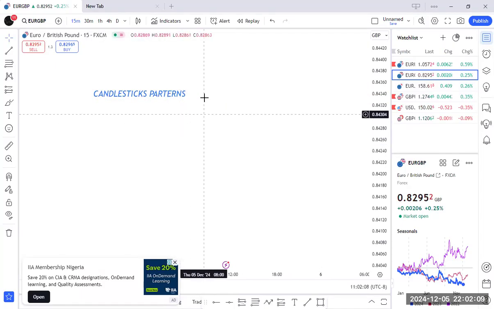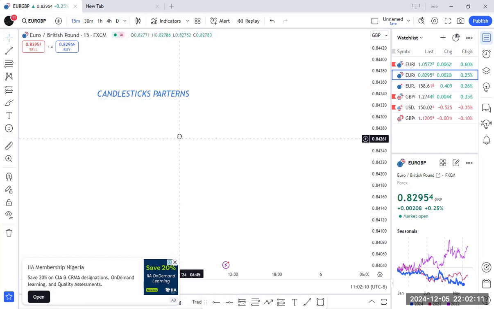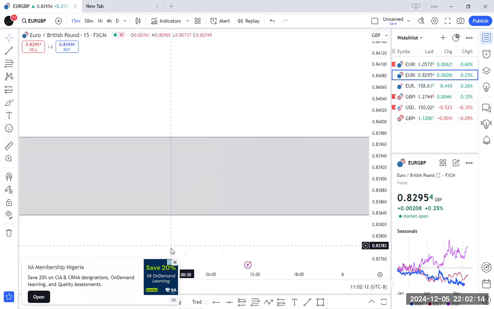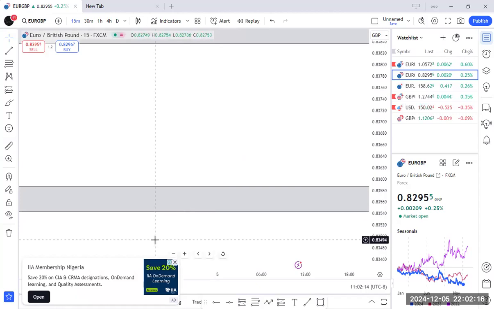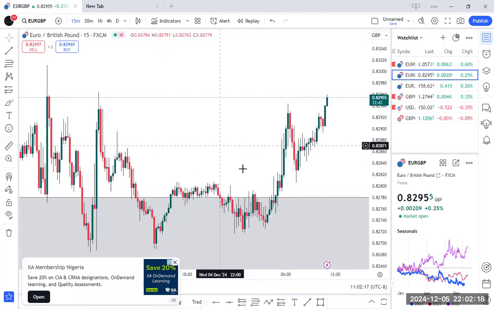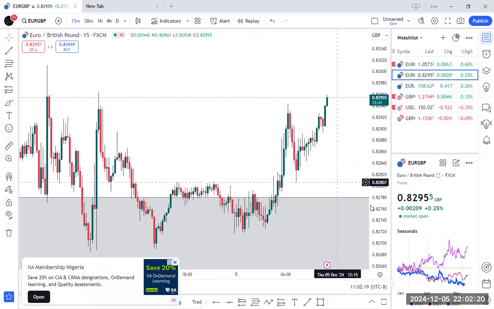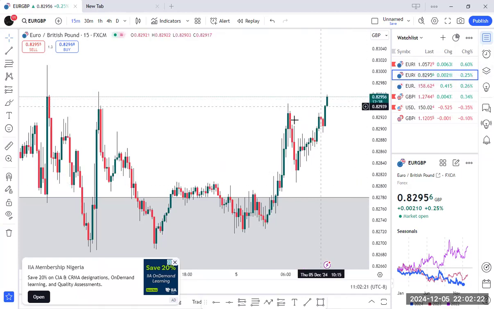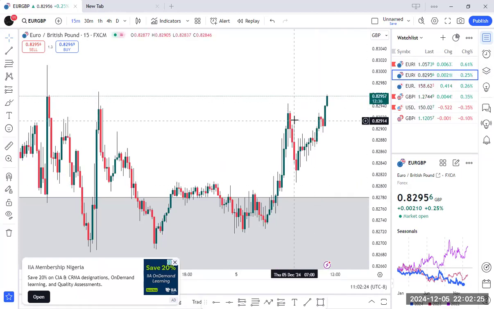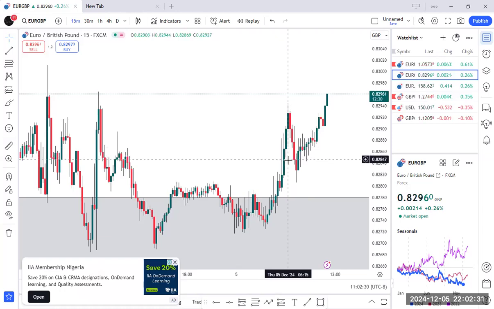We are discussing these candlesticks. Let me refresh my chart here. Each candlestick has names and how they work. I'm going to be explaining these candlesticks, the names, and what you're looking for before you enter a buy position and before you enter a sell position. That's what I'll be discussing.